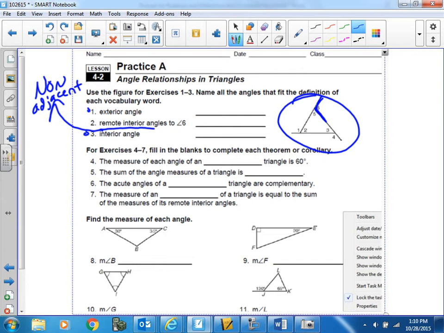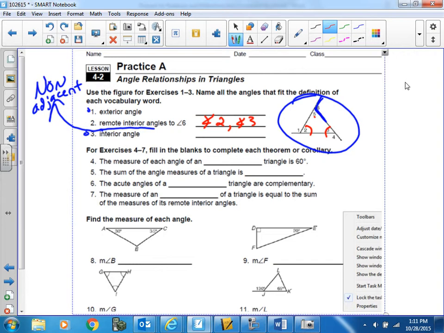But it's an exterior angle, and the remote interior angles, or non-adjacent, would be the ones that are not next to it. Remember, we talked about in class that adjacent means next to, non-adjacent means not next to. So angle 5 is next to it, so the non-adjacent or remote interior angles, as this worksheet puts it, would be 2 and 3. So our answer for number 2 would be angle 2 and also angle 3.